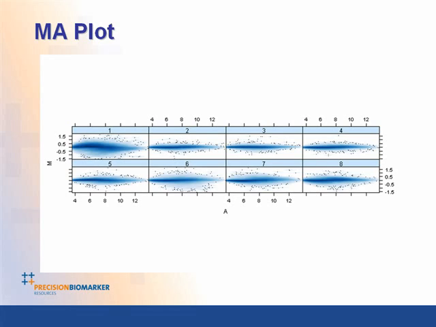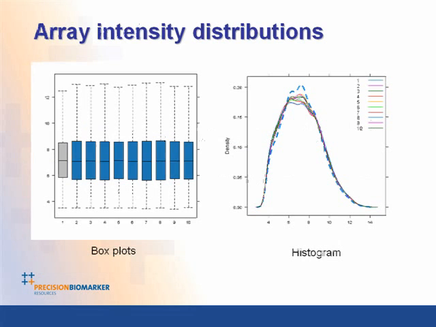So if we go back and look at this, remember we said that the blue or the density lines for these M versus A plots should be straight all the way across and fairly narrow, and we can see for most of the chips that's the case, except for chip number 1, it's still kind of broad.